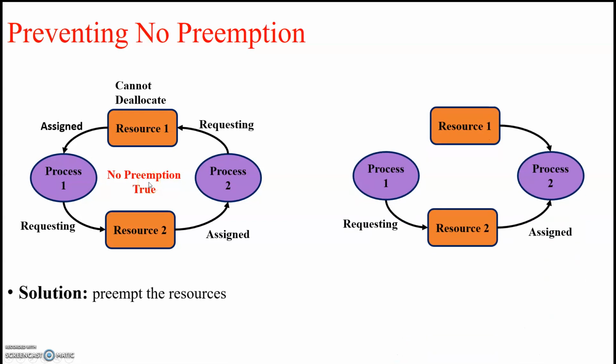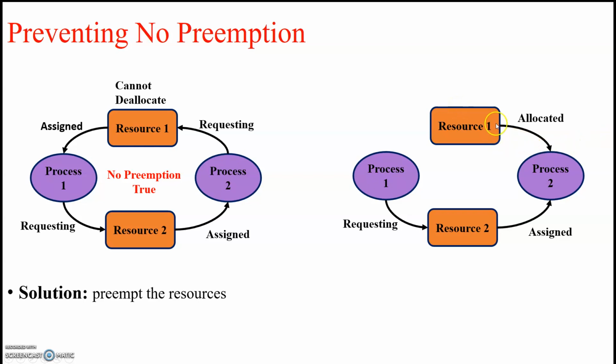Now what happens? The solution to prevent it is to make the opposite, that is, to preempt the resources. Earlier we were not able to preempt the resources; the solution to avoid the deadlock is to preempt them. How will we do that? Here, initially process P2 was requesting resource 1 and P1 was requesting resource 2. Process P1 releases resource 1, which was assigned to it earlier, and then this resource can be allocated to process P2.